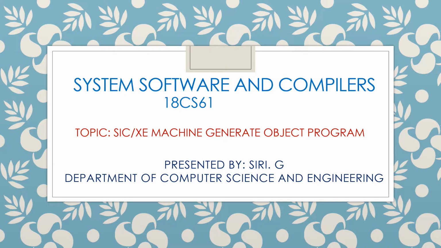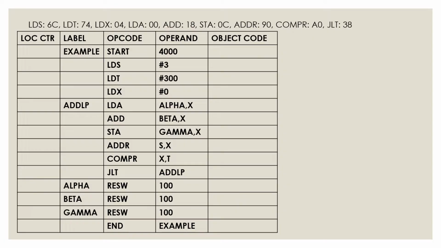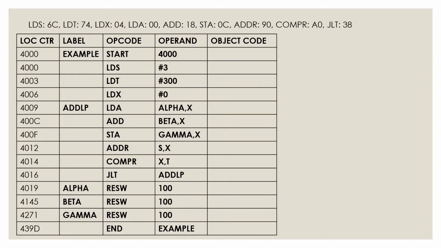I'm here to discuss the topic SIC/XE machine: generate object program. Let us consider this example. Here we need to calculate the location counter, object code and object program. Here the example is the name of the program, and the opcode START means it is the starting instruction. The operand 4000 is the starting address, which is initialized in the location counter.